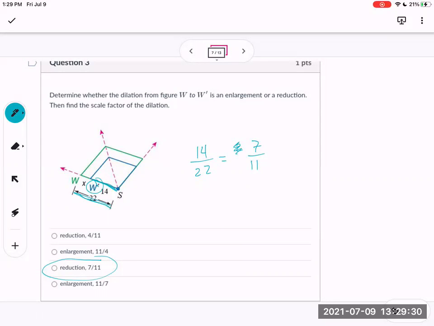We good? Can I get a confirmation? Do we know the answer on this one? I think that's not my question, but I think that's the right answer. I'm kind of glitching up.